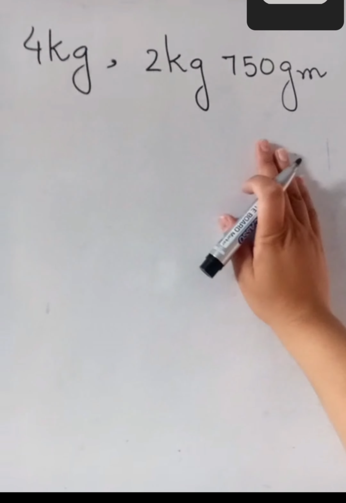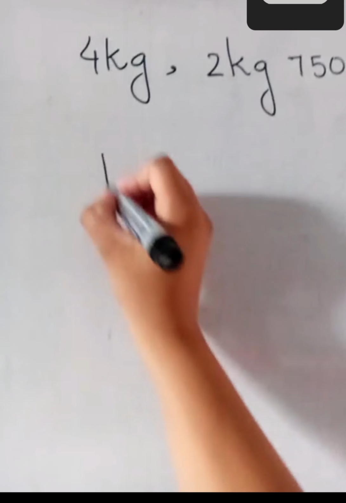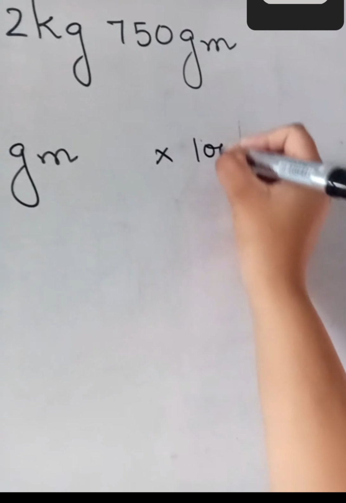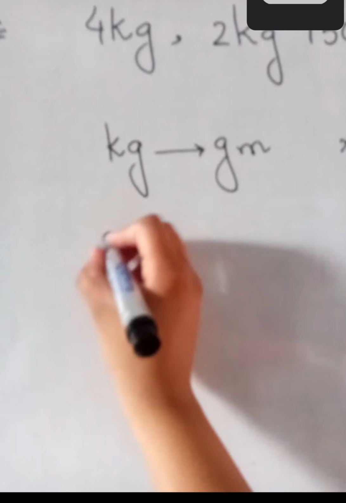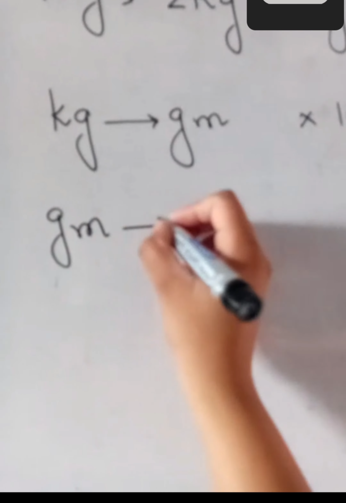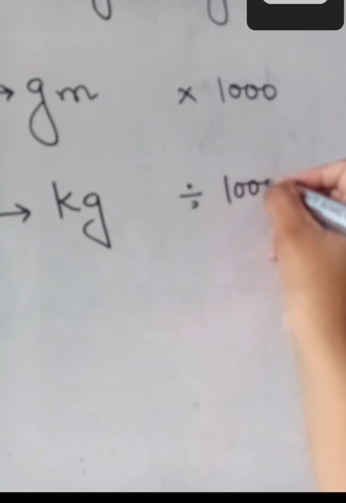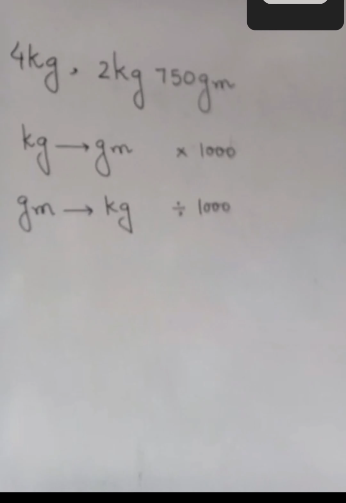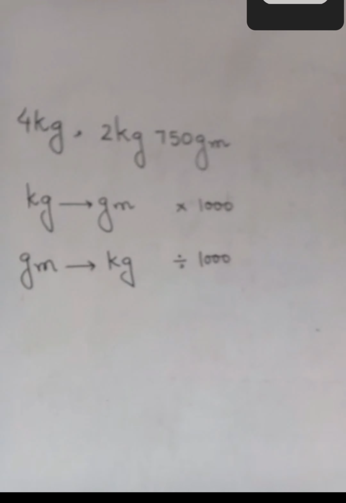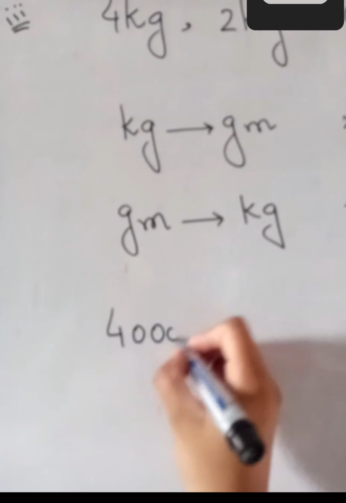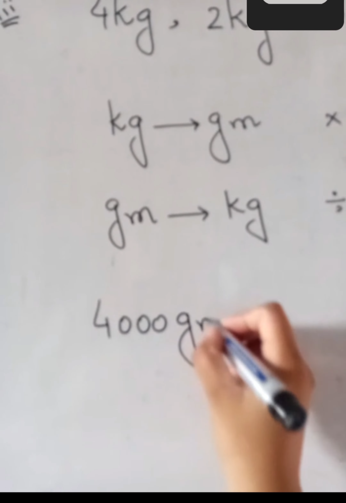2,750 grams, very good. To convert kilograms into grams, we need to multiply by 1000. And when the gram term is given and we are going to convert it into kilograms, you need to divide it by 1000. In physics, you have done this type of conversion. The first one, 4 kg, we can say it is 4000 grams.